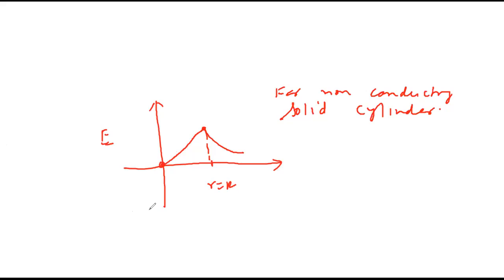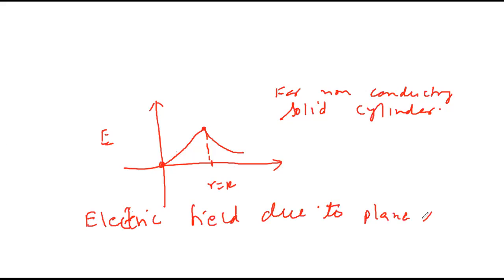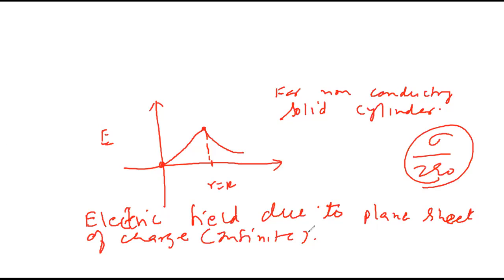Done, sir. Next, write electric field due to a plane sheet of charge. Plane sheet of charge means infinite sheet of charge. Last class we wrote the direct formula sigma upon 2 epsilon naught. Now we'll check whether it is true or false.